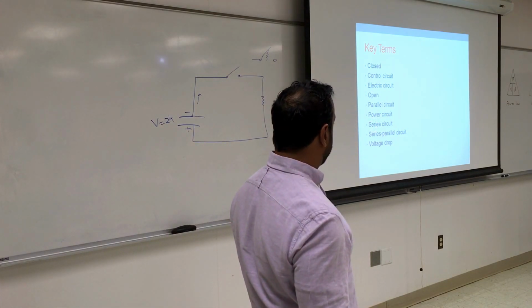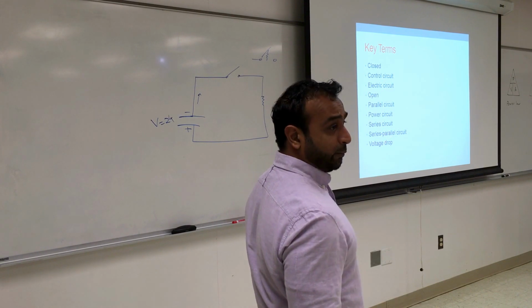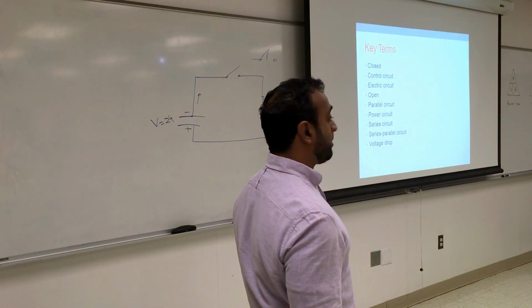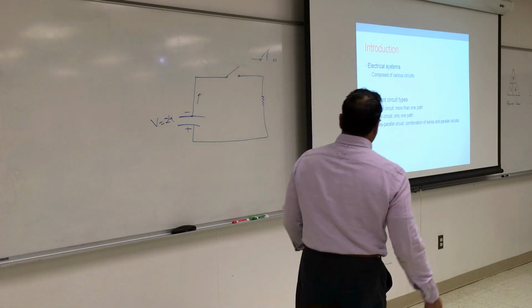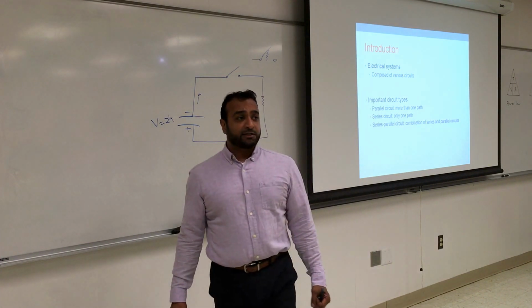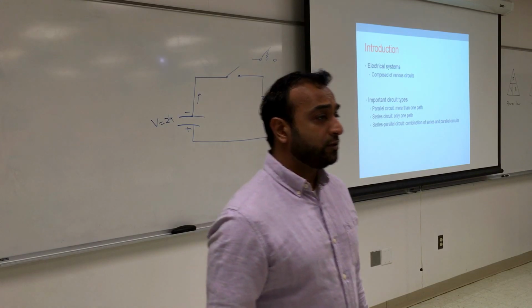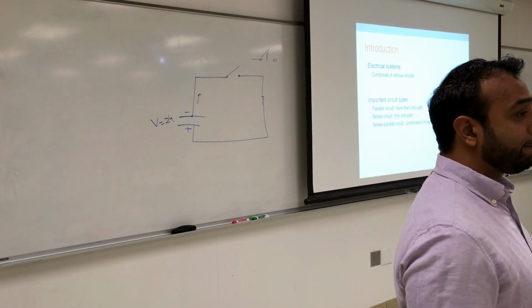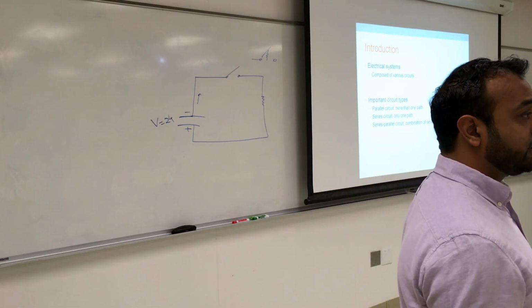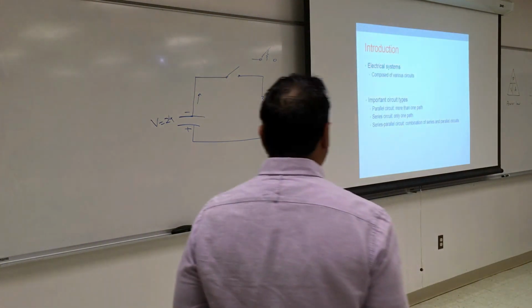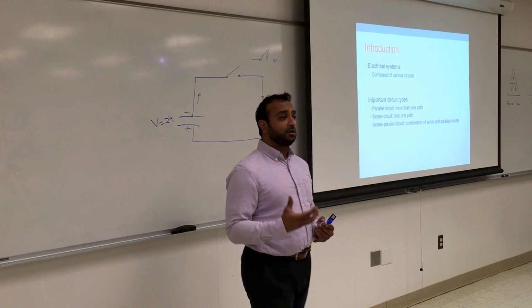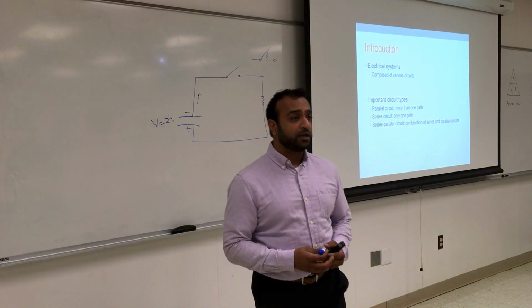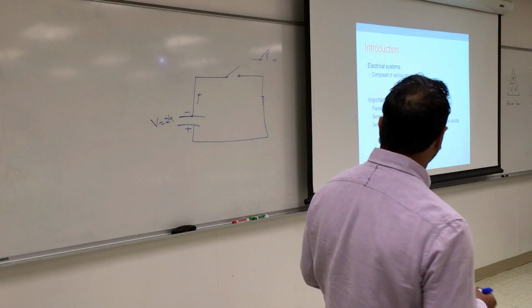We'll talk about series circuits, series-parallel circuits, which are a combination, and we'll talk about voltage drop. An electrical system is usually composed of a few components and a circuit. What do we mean by the terminology? We want to explain what the terminology means before we can move on and have some problems.